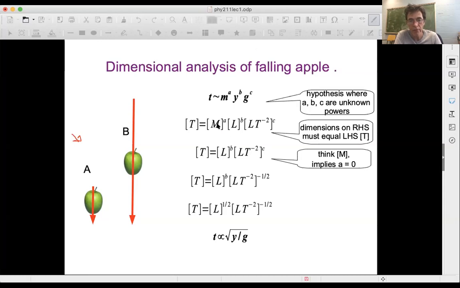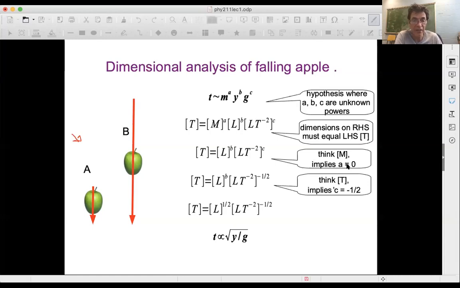Well, this mass then, what must be the power on this mass to make this dimension vanish? The only solution that makes this dimension of mass vanish so the left-hand and right-hand dimensions can be the same is if that power is zero. And so I looked at this dimension of mass on the right. I said it must vanish over here on the left. And so that told me that A equals 0.